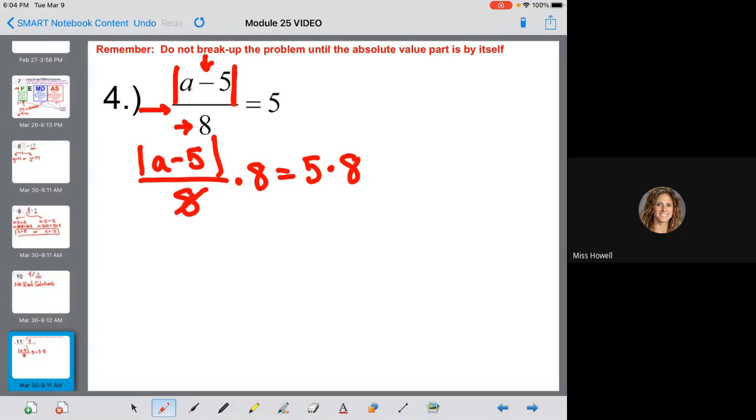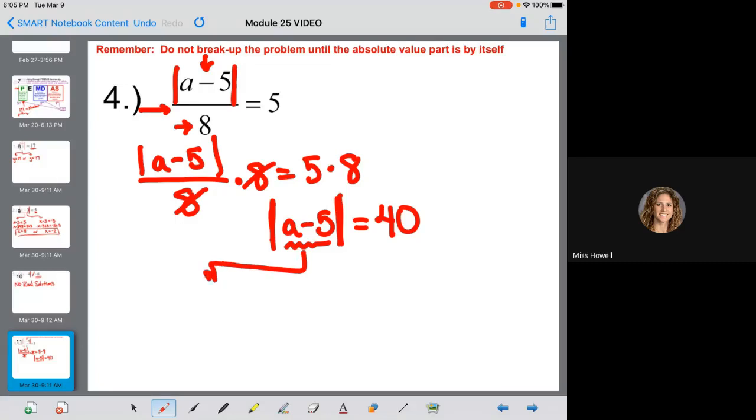On the one side, we're going to cross cancel, leaving us with our absolute value of a minus 5. On the other side, we would have a 40. Now that we have just this absolute value part left over, it's just this inside that could be two things. That inside could be a 40 or a negative 40. So we're going to break it apart and create our two problems.